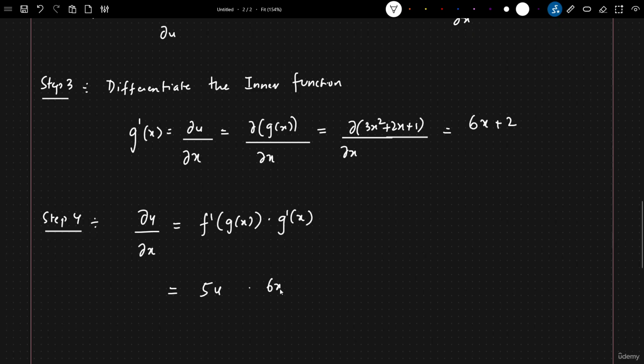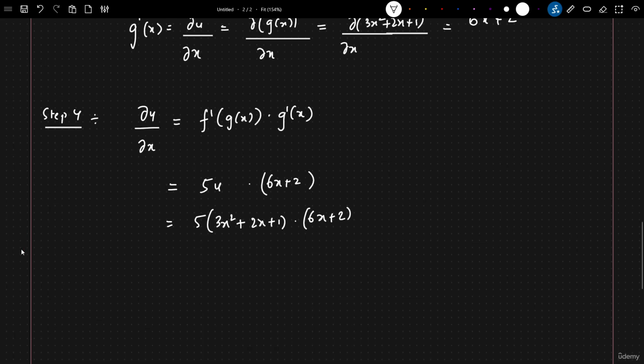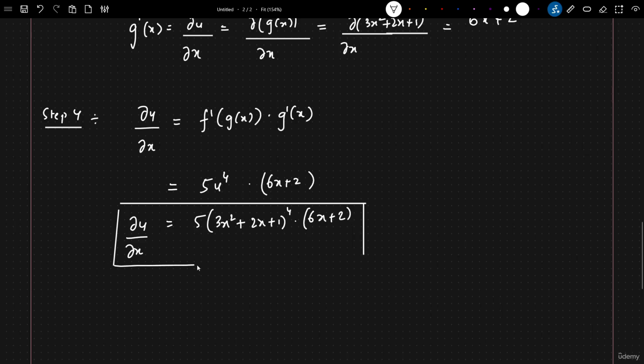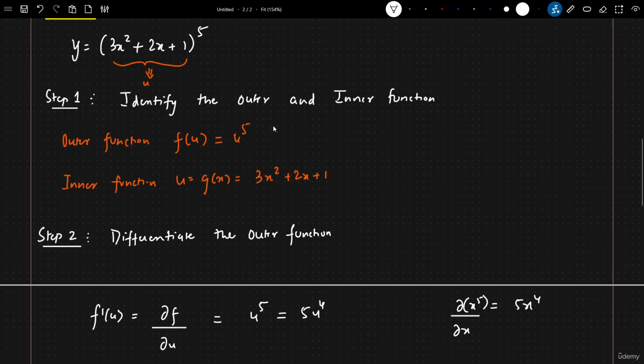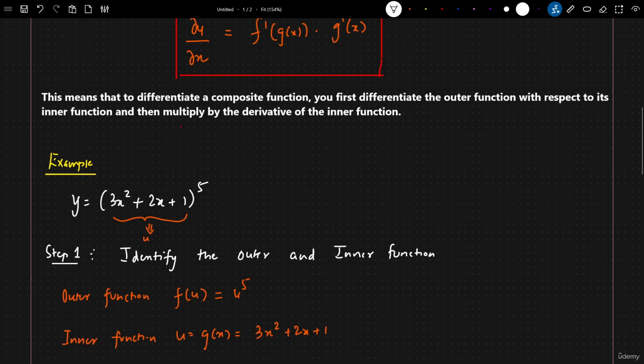5u dot 6x plus 2. Now you know what is u? U, I will replace it with the 3x square plus 2x plus 1. Dot operation with 6x plus 2, right? This is what is my derivative. Sorry, u to the power of 4 it was, right? So here I'm going to write it as 4. Derivative of y with respect to derivative of x. Now this is my entire solved example with respect to the derivative that I was actually looking at, right? And that is how you basically identify and solve a problem, right?